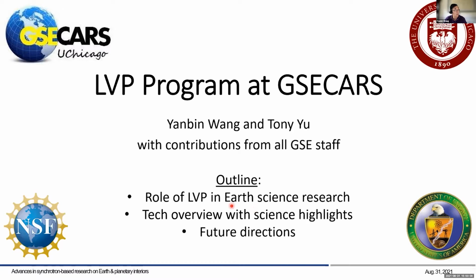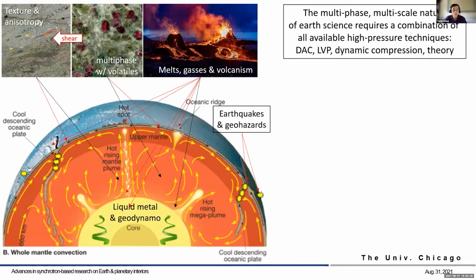I'd like to start by discussing the roles of LVP in earth science research as an introduction. Basically, LVP is a complementary technique to the diamond cell and dynamic compression. One of the major advantages of this technique is the ability to characterize complex multi-phase materials. This is very important for earth sciences because we know that seismic velocities, convection patterns, melting and melt segregation all involve multi-phase materials in the earth. And these processes in turn affect materials properties.